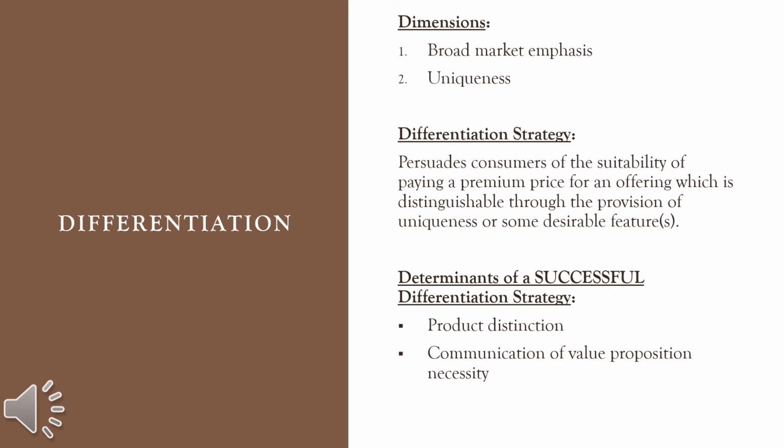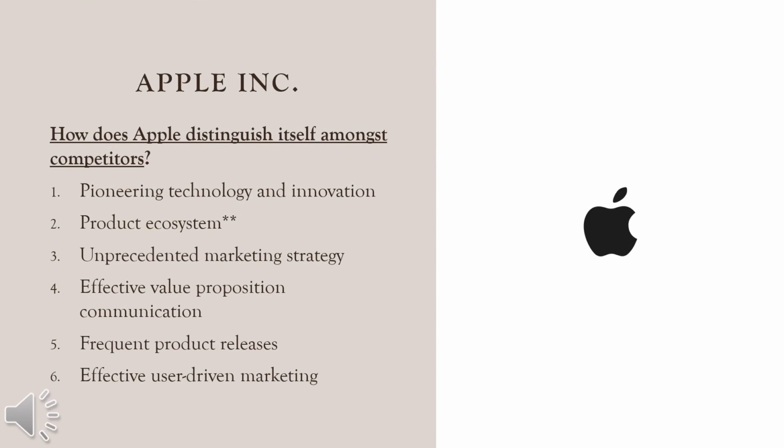Apple Inc. has derived much of its success from differentiation through innovation. So how does Apple distinguish itself amongst its competitors? There are a plethora of reasons which can be attributed to Apple's recurring success. However, its product ecosystem presents itself as the most crucial.